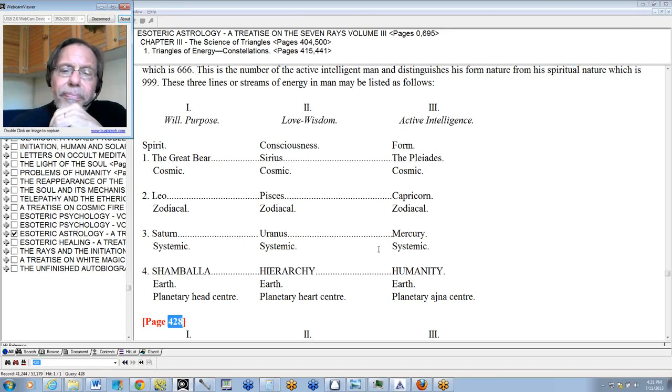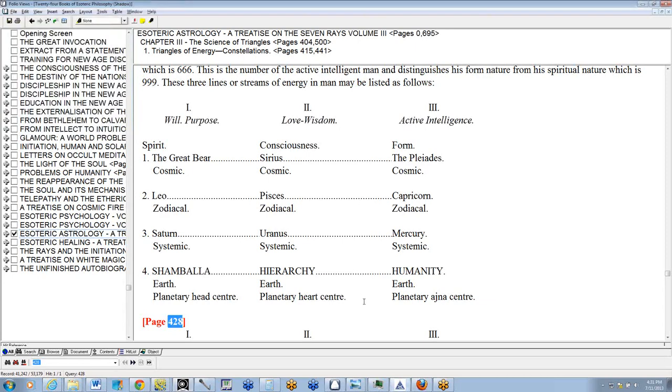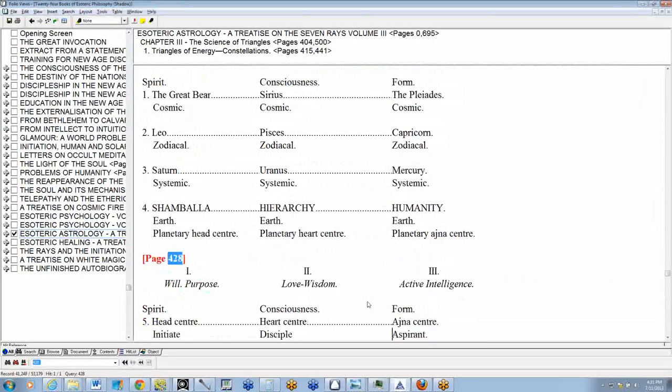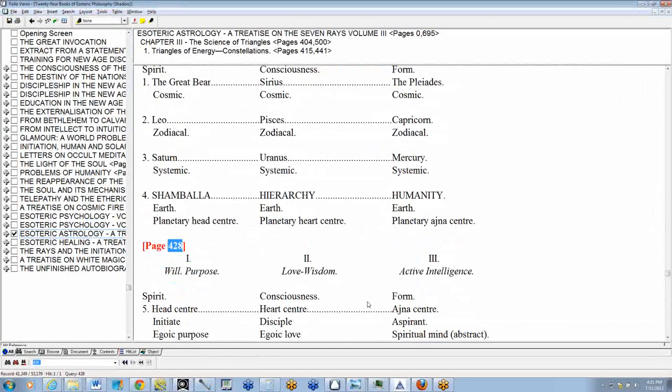Hierarchy is where the love-wisdom anchors, the planetary heart center, and humanity is the planetary, sometimes planetary ajna center, sometimes planetary throat center, and occasionally certain types of human beings connected with the planetary solar plexus, though often it's the animal kingdom that is assigned that. Now we just continue with the chart going downward.